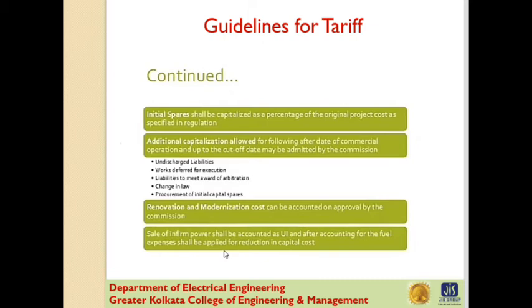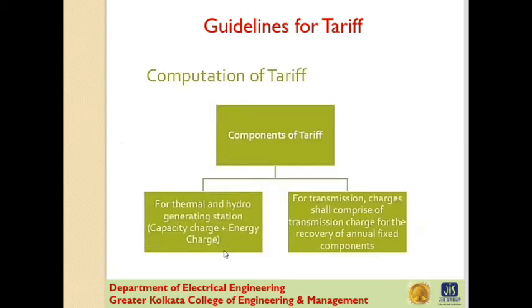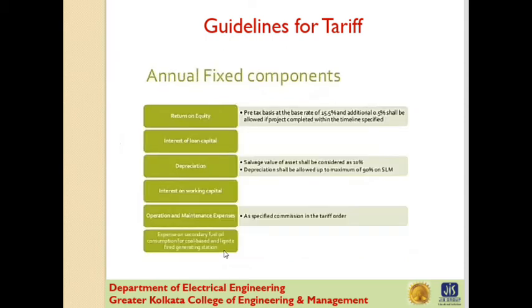Sale of infirm power shall be accounted as UI, and after accounting for the fuel expenses shall be applied for reduction in capital cost. Now, computation of tariff is divided into thermal and hydro generating station, capacity charge plus energy charge, and for transmission, charges shall comprise of transmission charge for the recovery of annual fixed components.